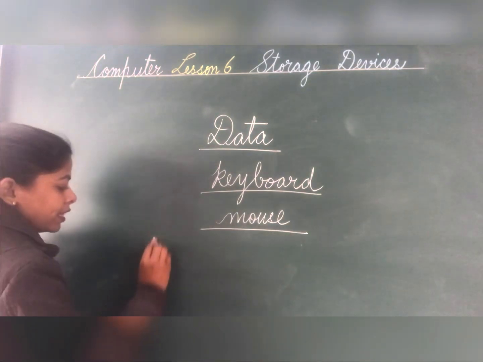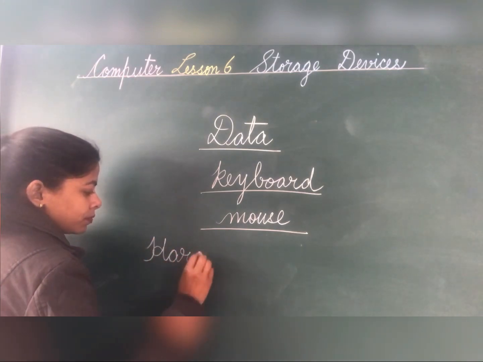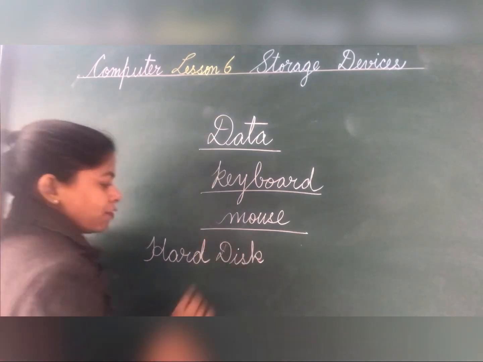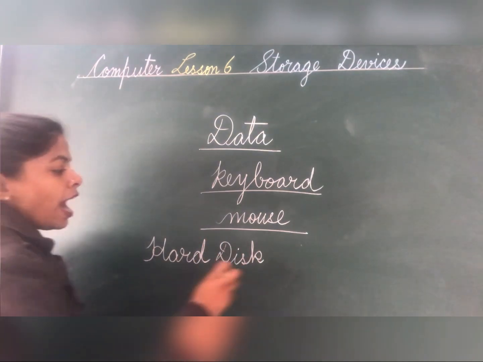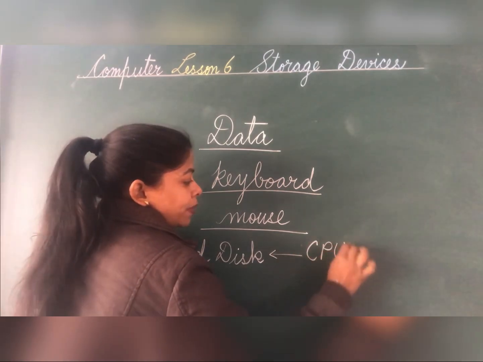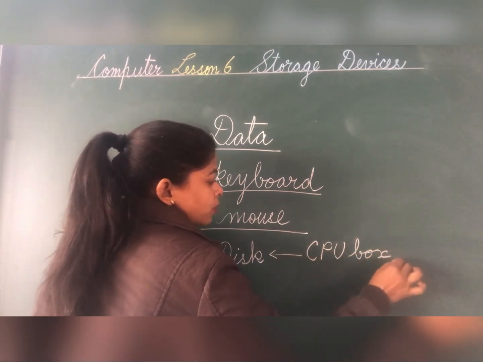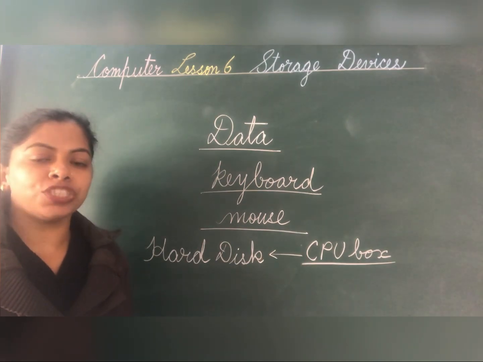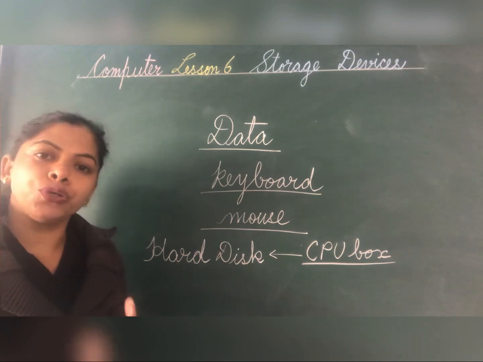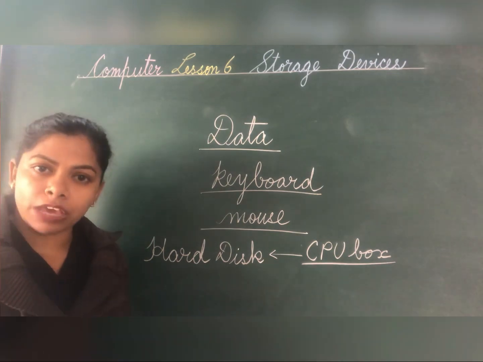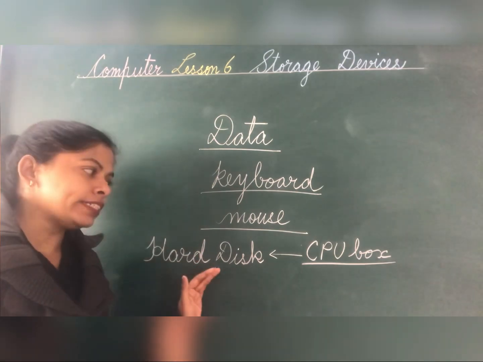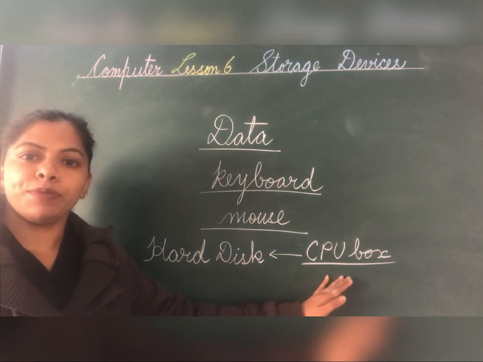Now children, when you save your work in the computer, it is saved in the hard disk. You will find the hard disk inside the CPU box. Hard disk is found in the CPU box. So children, whatever work you do on the computer, when you save it, it is saved in the hard disk. And where is the hard disk? The hard disk is inside the CPU box.